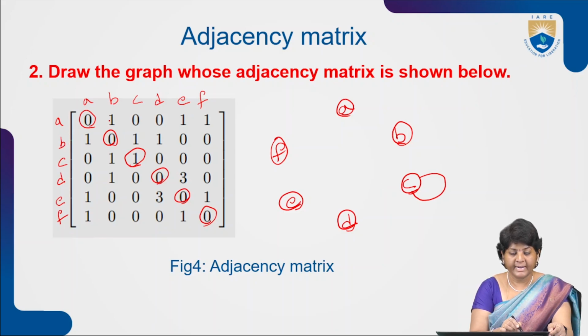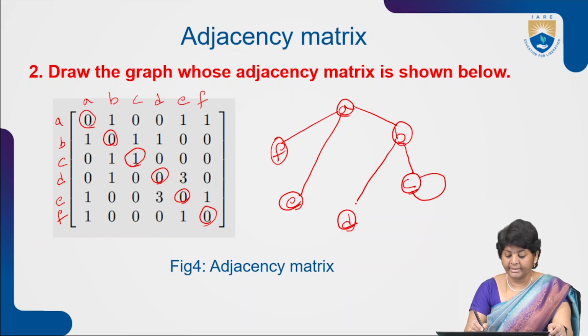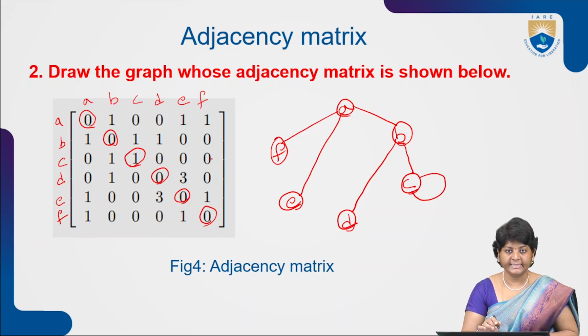A to B, edge connection is there. A to C, there is no connection. A to D, there is no connection. A to E, there is a connection. So A to E. Next, A to F, yes, an edge connection is there. Next, B to A, yes, connection is there. Next, B to C, connection is there. Next, B to D, connection is there. Wherever ones are there, we will mark it as an edge connection. If there are zeros, we don't connect.